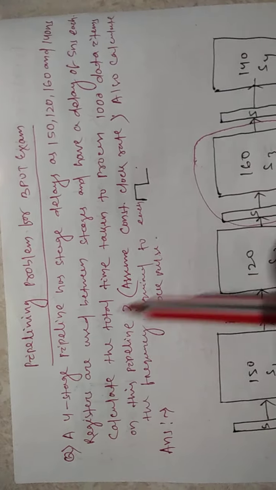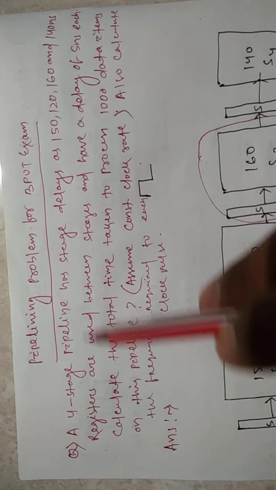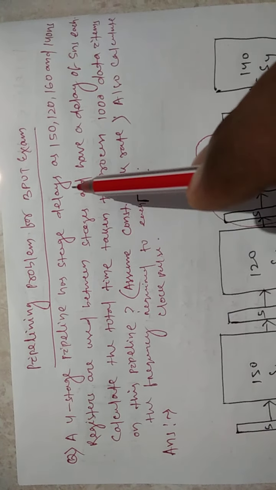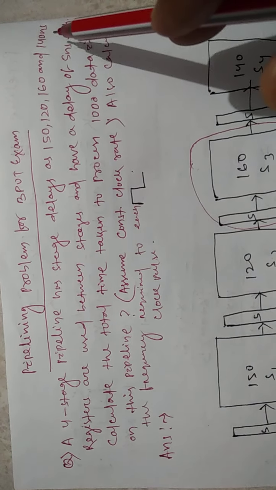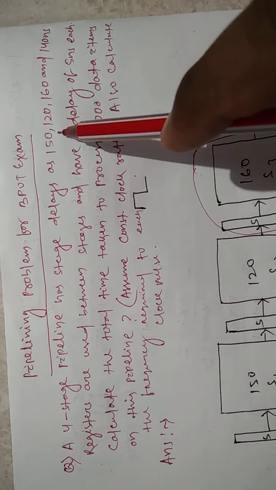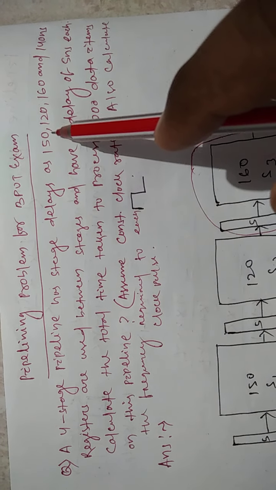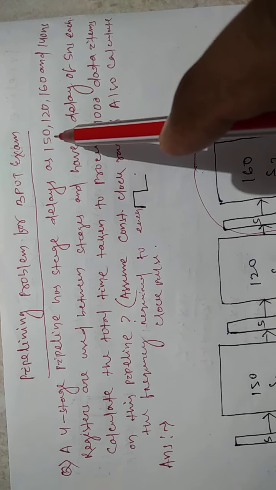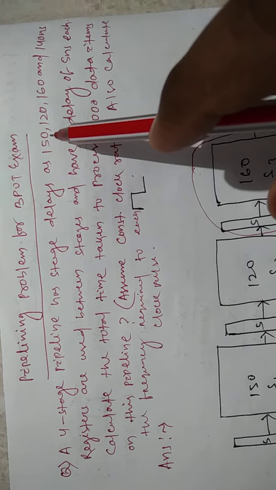So what is the question? How many stages are there? 4 stages. A 4-stage pipeline has delays of 150, 120, 160 and 140 nanoseconds. Delay means the phase execution duration, or phase execution time. Okay, so let us look at the solution.